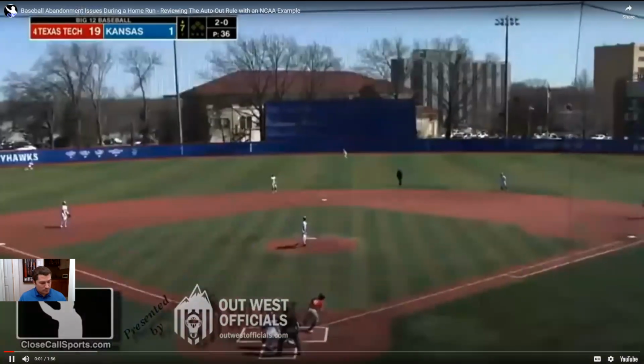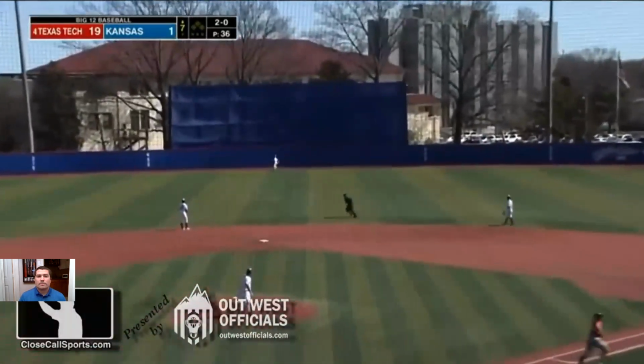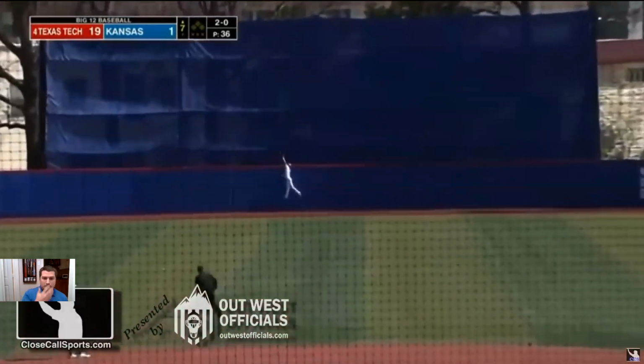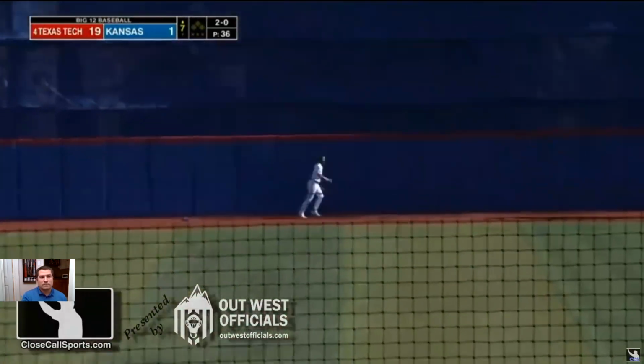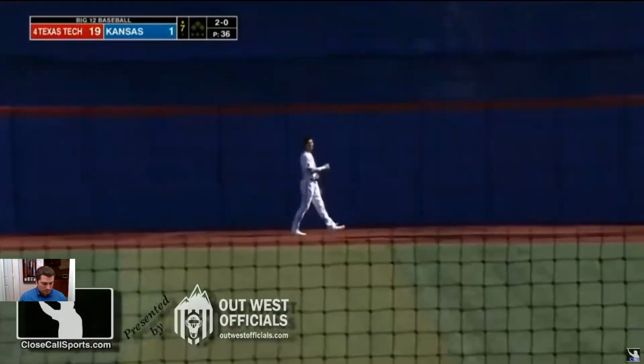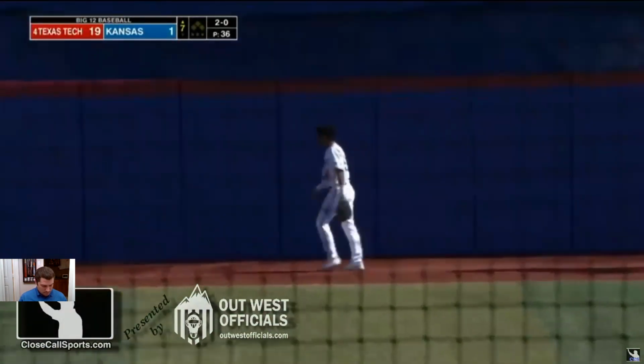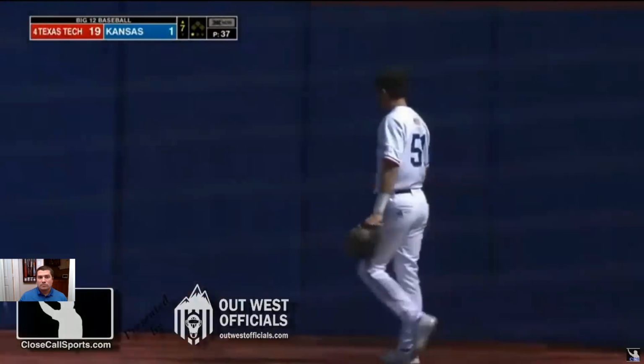Allen hits one high to center, deep and drifting, and making the play in center field. Just on defensively for the Jayhawks. How about that play from Sergio Rivera?